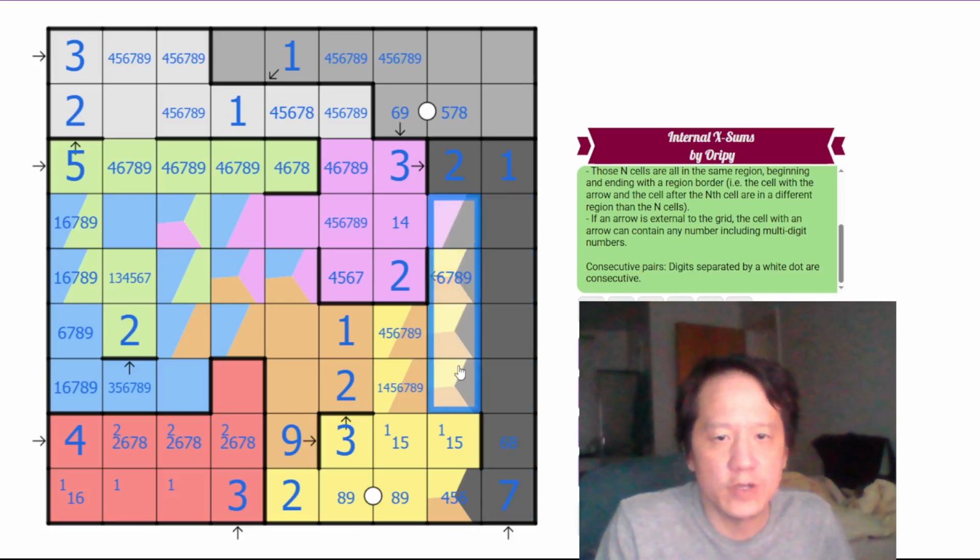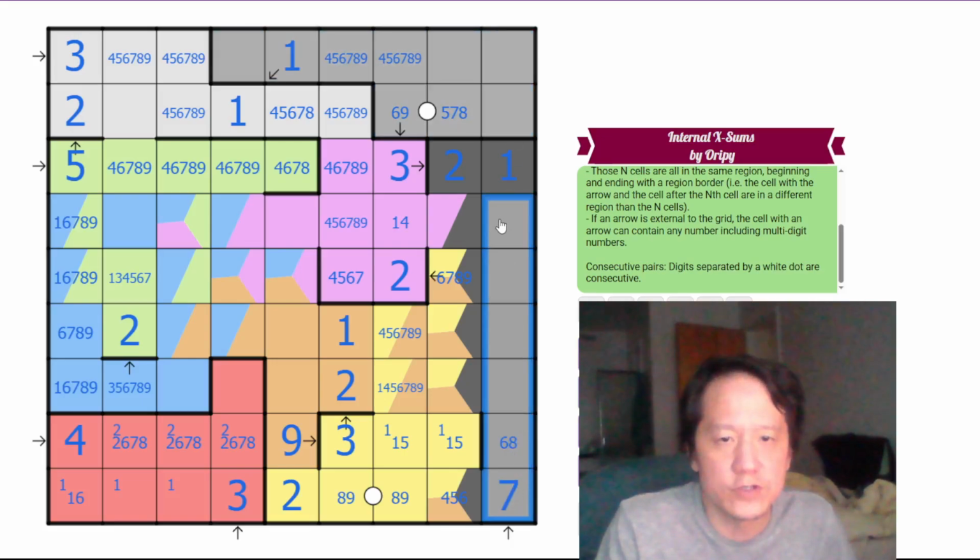The start could be any of these 4, or any of these 5, rather. 7. One of these has to be a 2 here, because for the dark region, there's no other place for the 2.